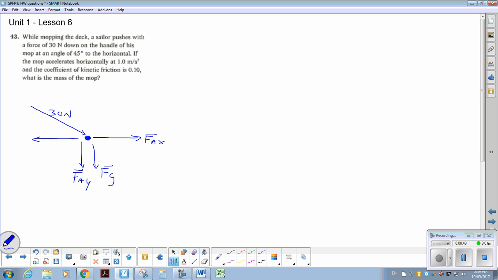Now, anytime you're moving the mop forward, there's going to be an oppositional force, force of friction, and then we will have also a normal force, which is going to be tied to that force of friction. So there's my free body diagram.